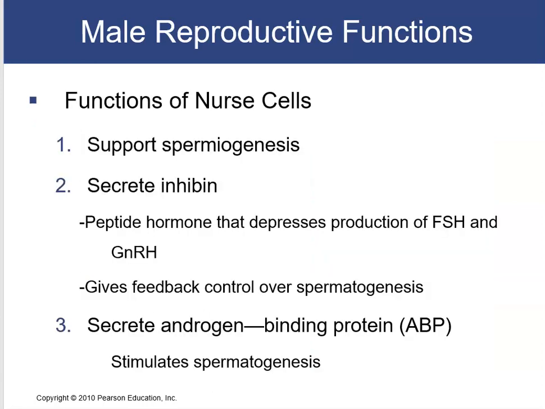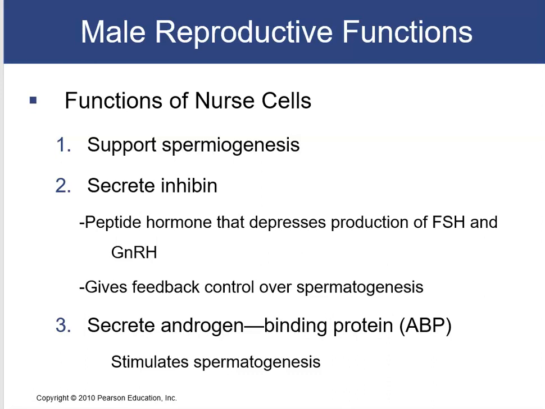So again, the functions of these nurse cells support spermiogenesis, this final development process. They also secrete a hormone known as inhibin. This hormone, inhibin, inhibits the production of FSH and gonadotropin-releasing hormone. This gives feedback control over the spermatogenesis process. We will look at these hormones in more detail in just a moment.